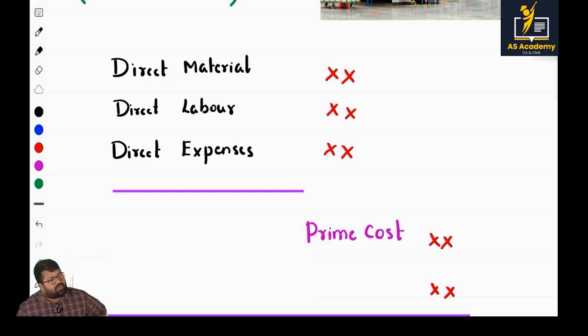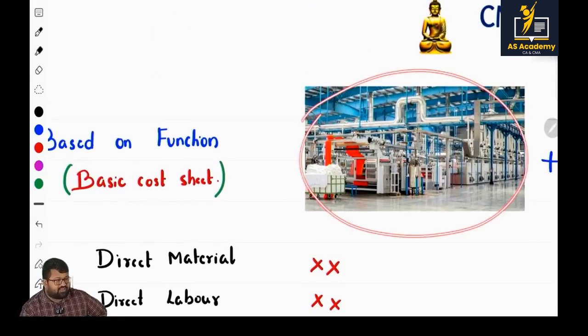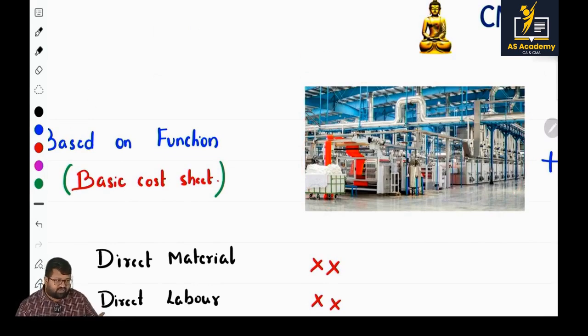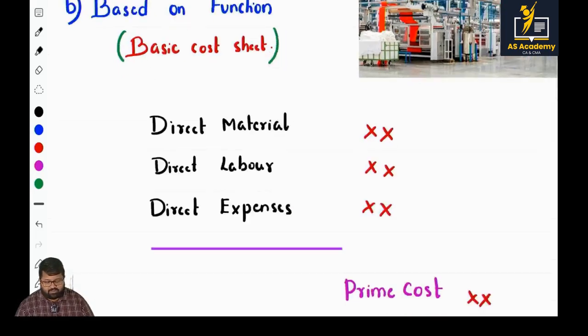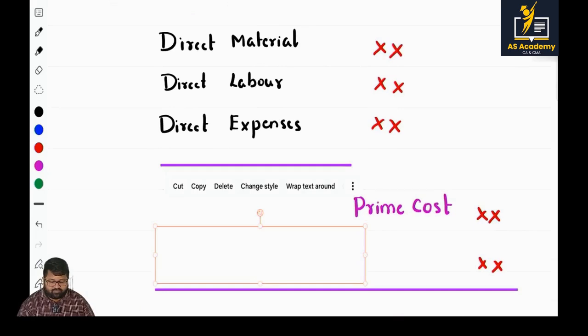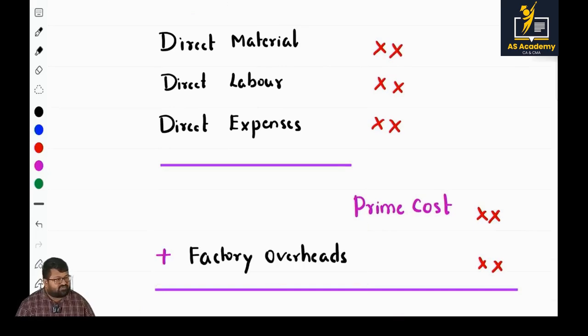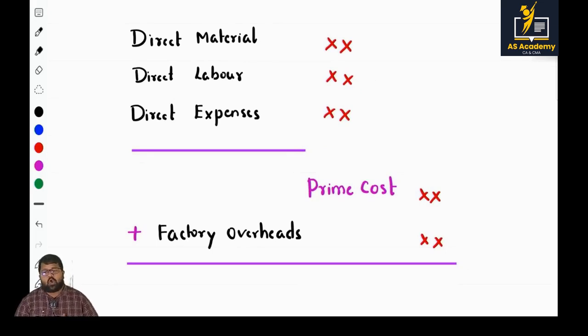That will be known as what? Indirect expenditure. And where are we incurring this expenditure? In the factory, in addition to these 3 things. These overheads are incurred not because of the main production, but they are required and we cannot identify them directly. What is this known as? Factory overheads.